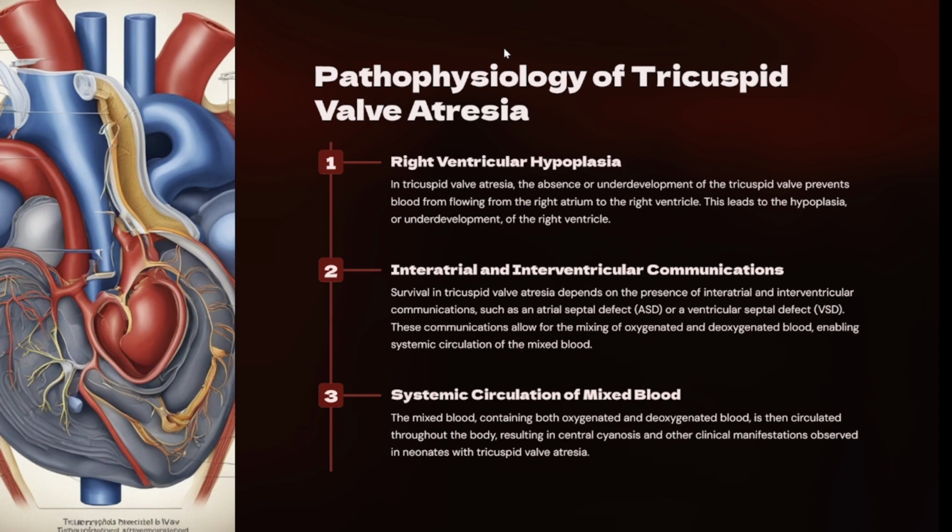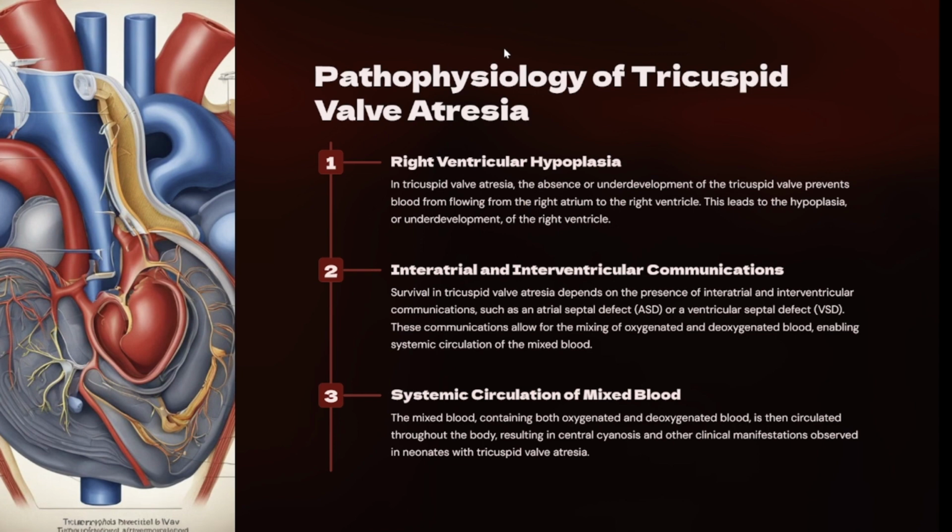the right ventricle. This leads to right ventricular hypoplasia. Survival depends on the presence of interatrial and interventricular communications, such as an atrial septal defect, ASD, or a ventricular septal defect, VSD, allowing for the mixing of oxygenated and deoxygenated blood and systemic circulation of this mixed blood.